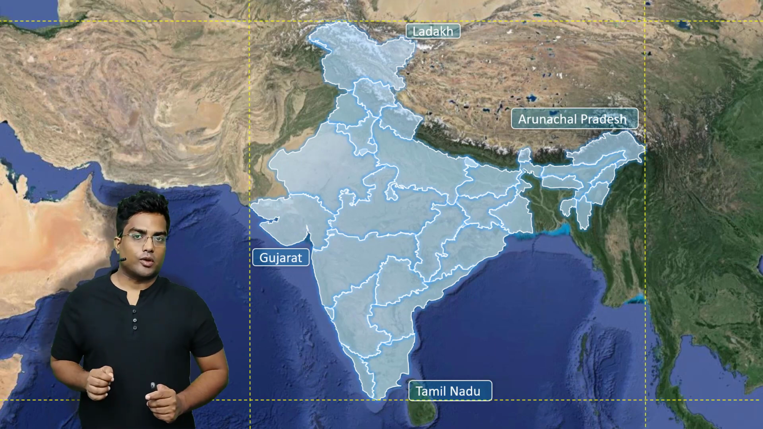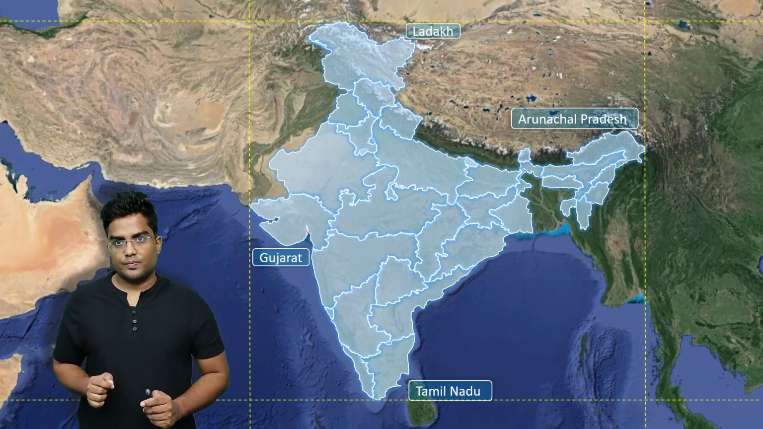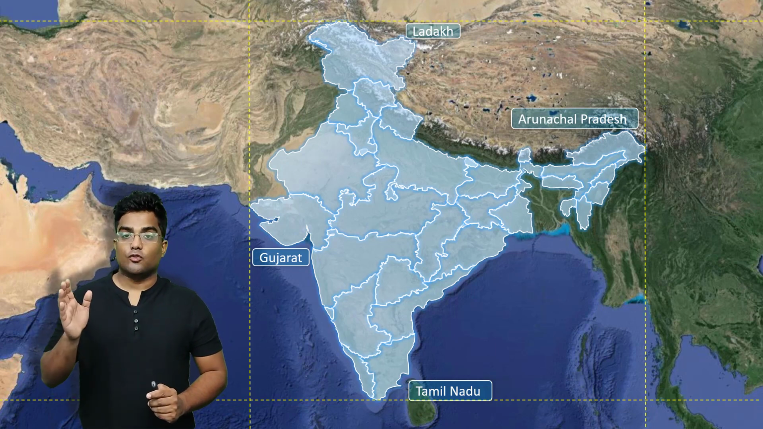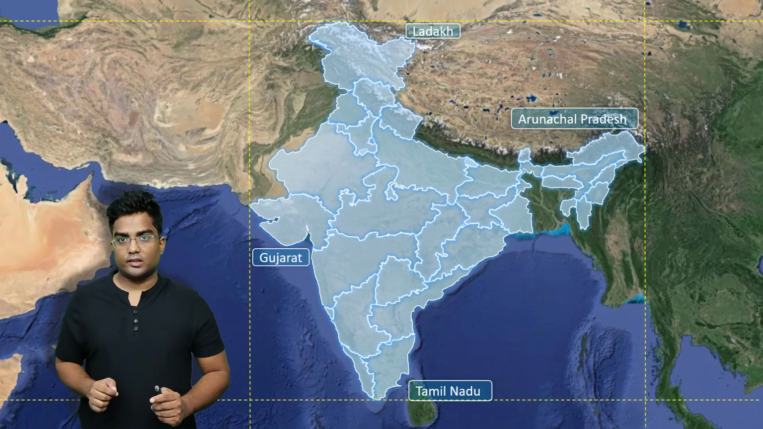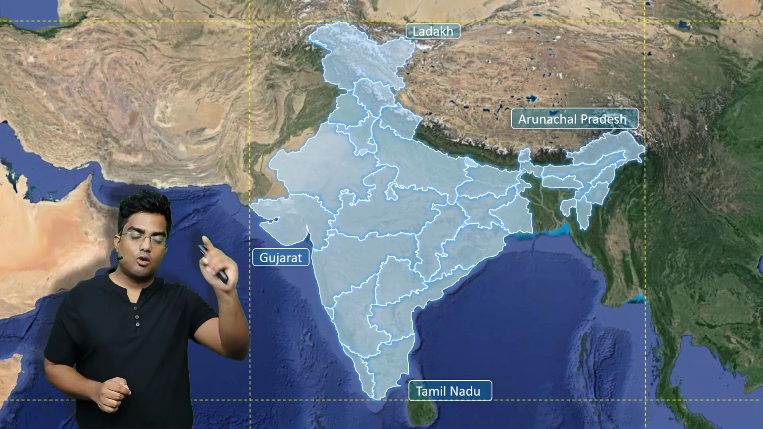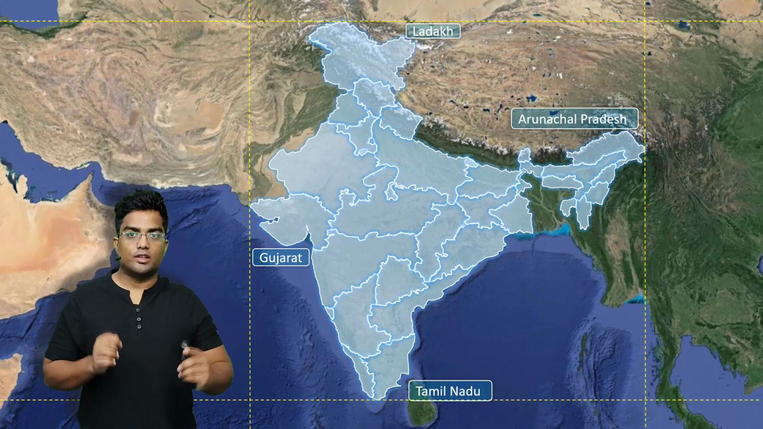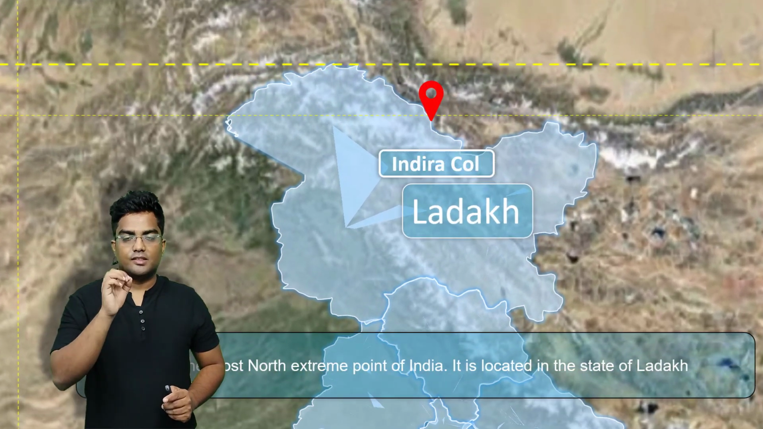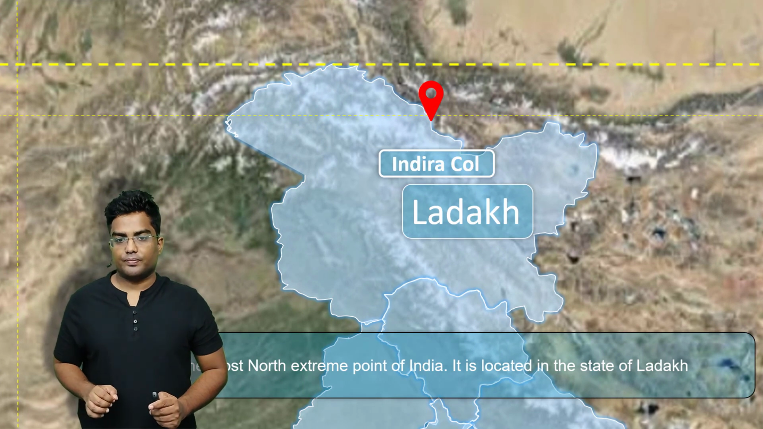The eastern extreme is located in Arunachal Pradesh. The southern extreme is located in Tamil Nadu. And the western extreme is located in Gujarat. So these are all the extremes and the states where they are located. Let's start with the northern extreme.